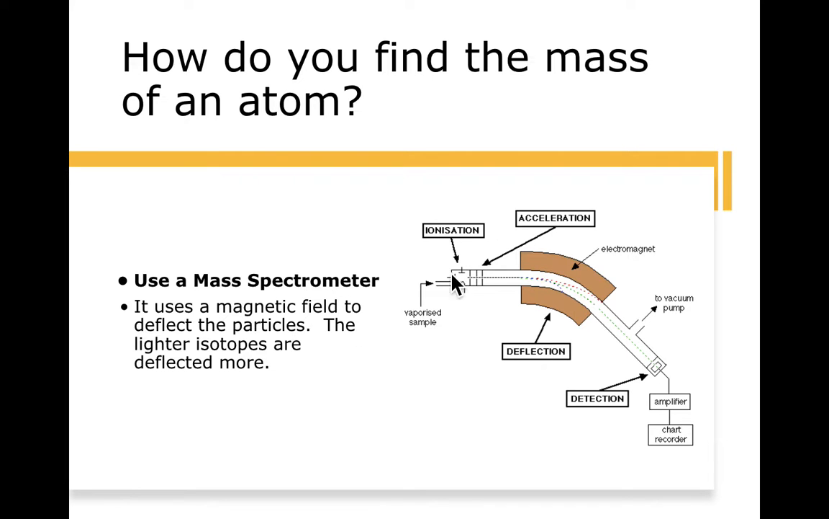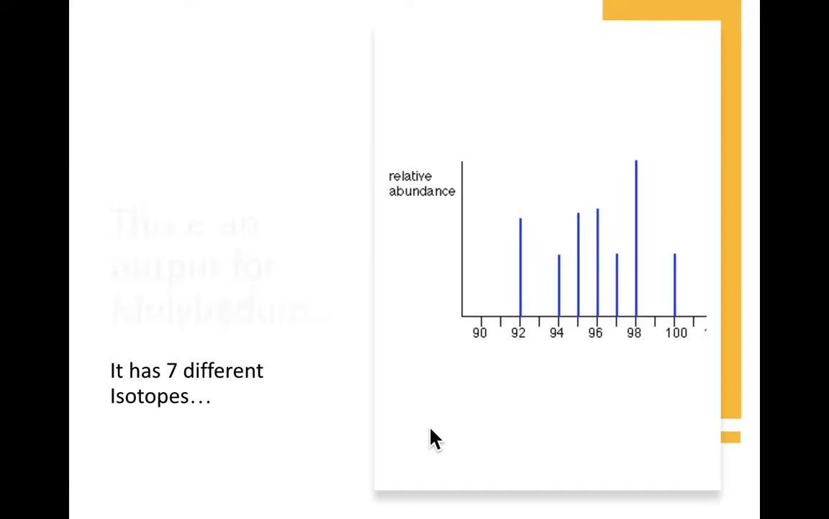And then you use a magnetic field. You run it through a mass spectrometer, which uses a magnetic field to deflect the particles. And the lighter isotopes will be deflected more. And there's a little amplifier and detector and chart recorder that allows you to see the percent abundance of each of the isotopes. So let me just show you an example.